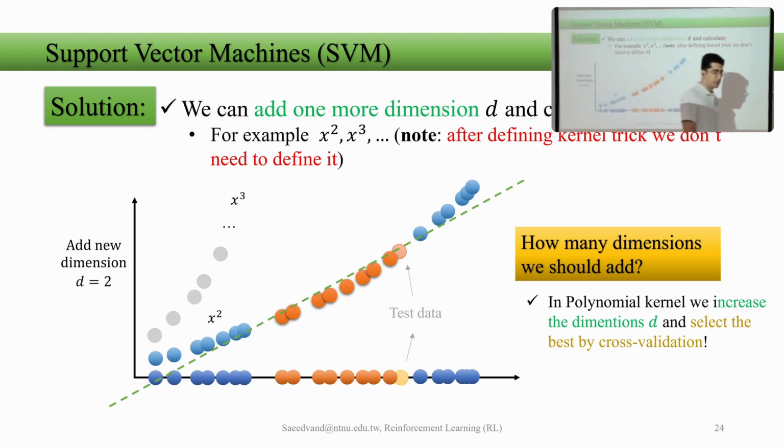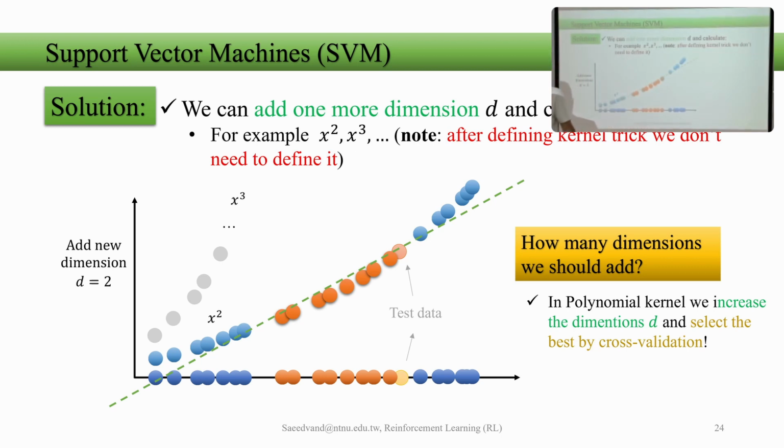So the question is, are we limited to increasing the dimension by just 1, or can we increase it as much as we want? What do you think? Any idea? In SVM, we can increase it as much as we want, because maybe you increase it by 1 and still this line is not good. The data separation is still very difficult, so you can increase 1 more dimension.